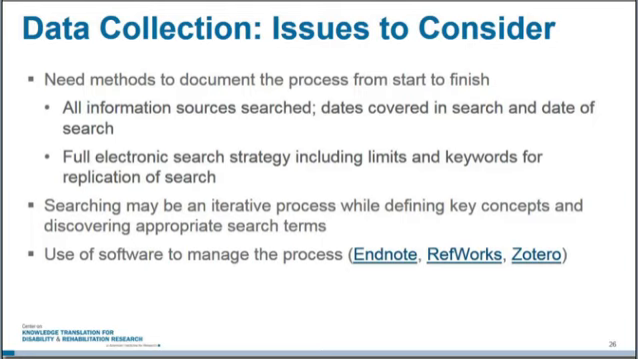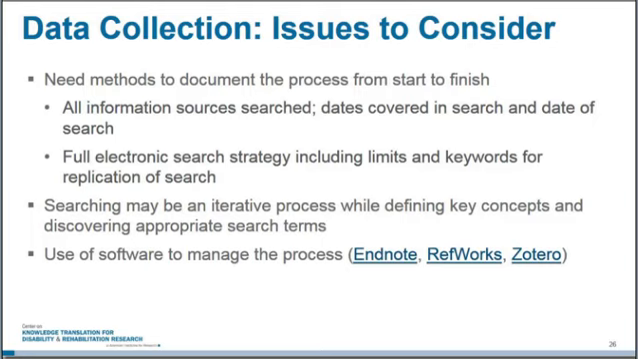One of the MECCIR standards is to be able to provide documentation of your search strategy so that it can be replicated. It's important to document all the information sources you searched, the dates covered in that search, the date of the search, and your full search strategy, including the limits and keywords for each of the databases you search, for replication of that search. It's also important to remember that searching is an iterative process.